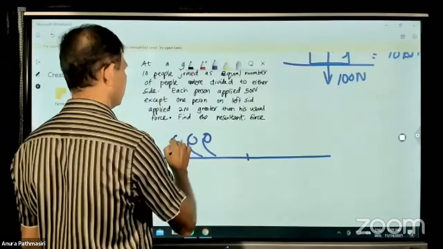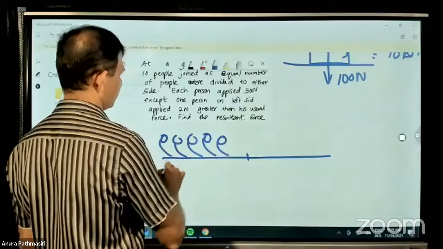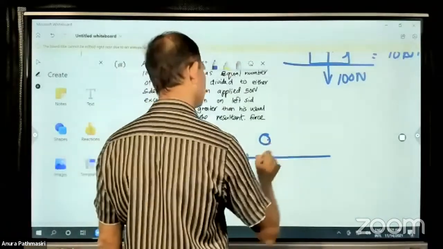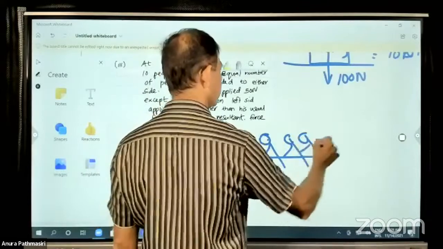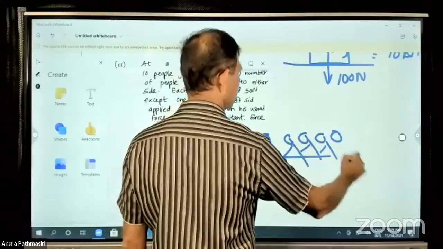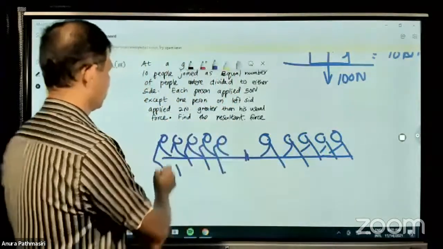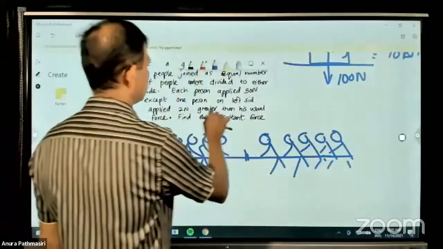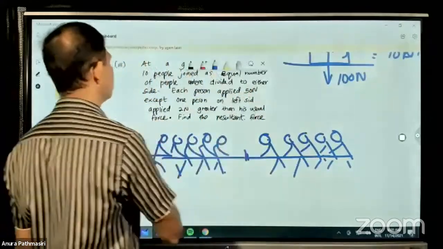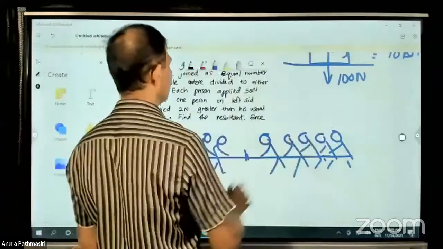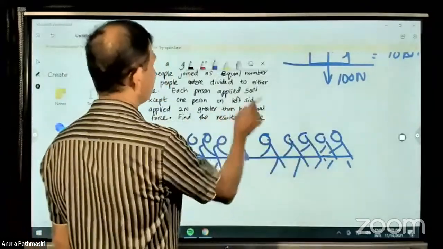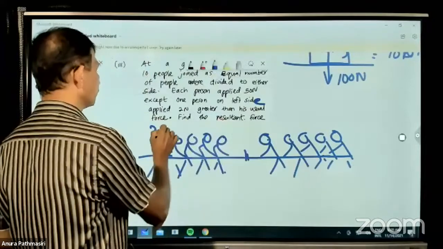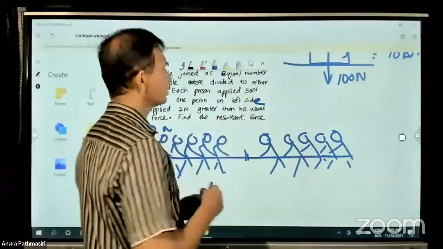10 people, equally divided into either side. So you have the tug of war, a rope is there, 5 people pulling this way, and the other 5 people pulling the other direction. Each person applied 50 Newton. හැම එක්කෙනෙක්ම 50 Newton ගානේ දානවා, except one person on the left side. මේ පැත්තේ ඉන්න එක්කෙනෙක් 2 Newton වැඩිපුර දානවා. Find the resultant of force.